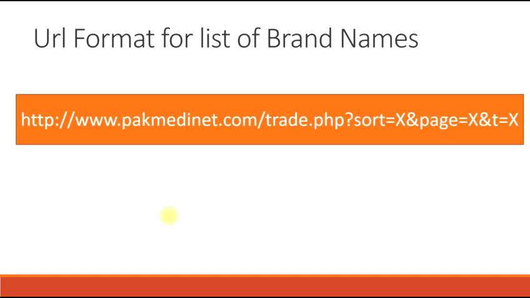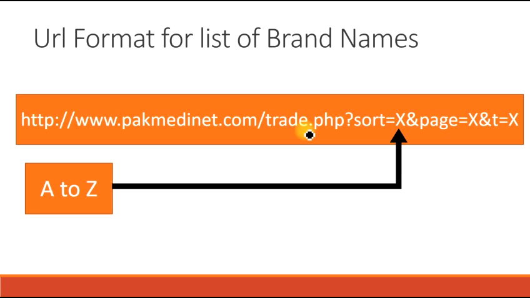Next, let's discuss the format of the URL for the brand names. It is somewhat similar to that for generic names, with one change, "trade", over here, as you can see. And next we have three X's over here, which are the three terms that we have to put in ourselves in our scrapper. The first of which is X, which is the same as in the previous case, from A to Z, alphabetically ordering the list of brand names.